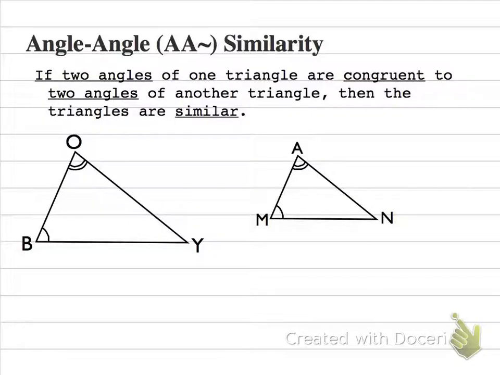Alright, so this is where you need to start putting things in your notes. However, I don't think you need to put this definition in your notes. I believe it's just these triangles and the title of this similarity. We're going to have 3 different similarity shortcuts. The first one is angle-angle similarity.